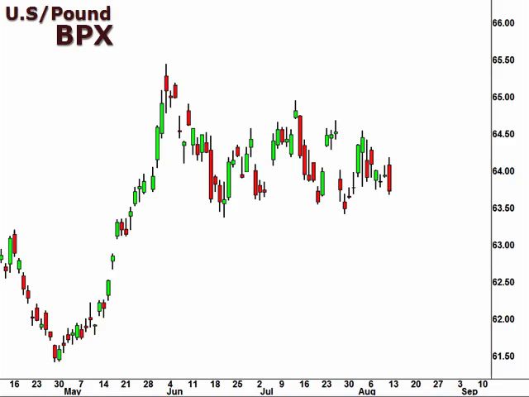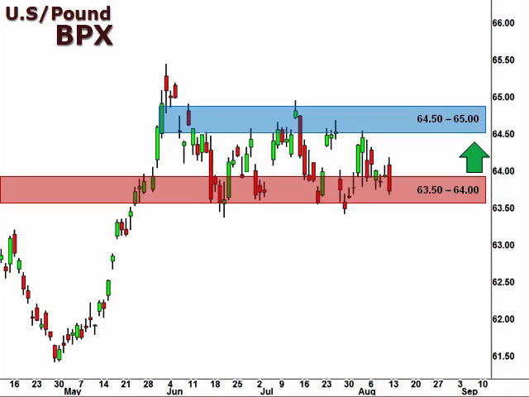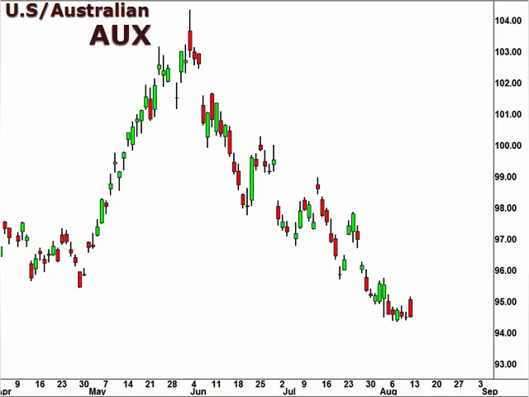Let's take a look at the US dollar versus the British pound, as seen here in the ISC FX options pair value BPX. 63.5-64 continues to act as support, and a break below 63.5 opens the window for a drop lower. A reversal and subsequent break above 64 triggers a trade higher with 65 as resistance.